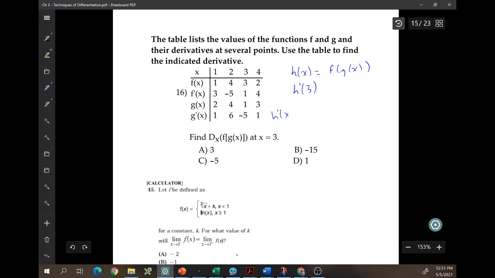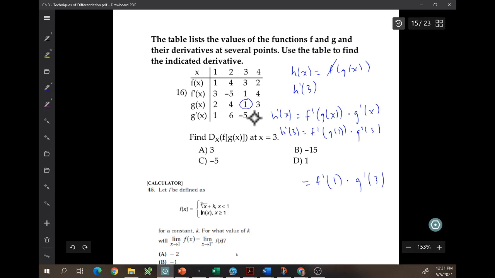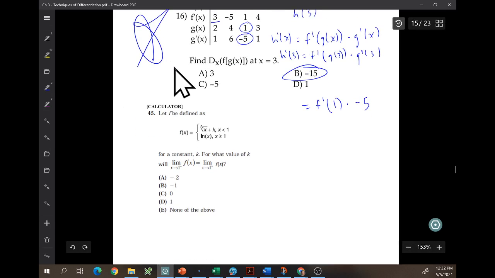So if I was doing it that way, h prime of x equals f prime, the outside, of g of x times g prime of x. We did something like this earlier. H prime of 3 equals f prime of g of 3 times g prime of 3. So that's going to give us f prime of, so g of 3 is 1 times g prime of 3. G prime of 3 would be negative 5. So I'll just put in negative 5 here. So f prime of 1 is 3. 3 times negative 5 is negative 15. This is absolutely a question that you need to know how to do. It's supposed to be a star. It doesn't really look like a star. But this is absolutely a question we need to know how to do.